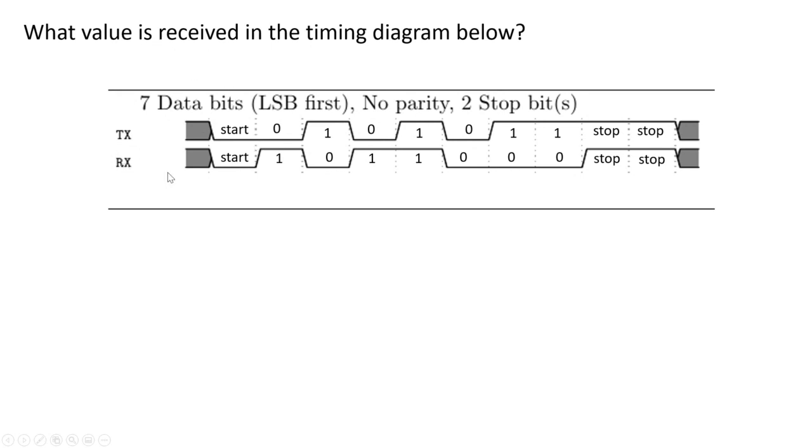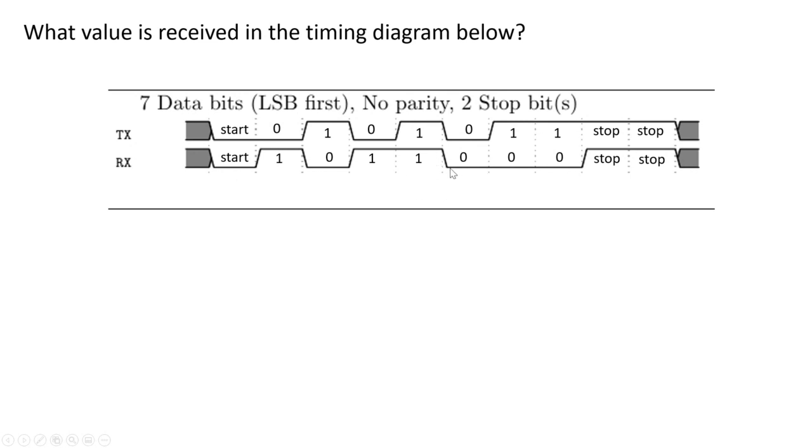So we're going to go off of the RX, the receive, and it's least significant bit first. So we have to read these bits in reverse order because it's least significant first. We're going to ignore the stop bits. We're going to ignore the start, and we would normally ignore the parity if we're just trying to extract the data, but there is no parity. So the answer is 7 data bits.